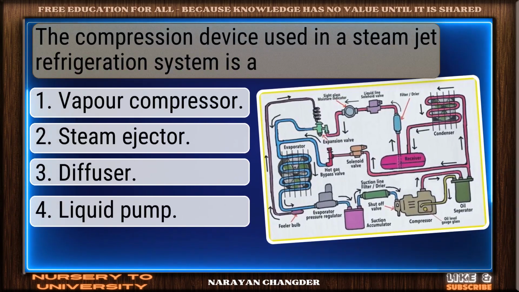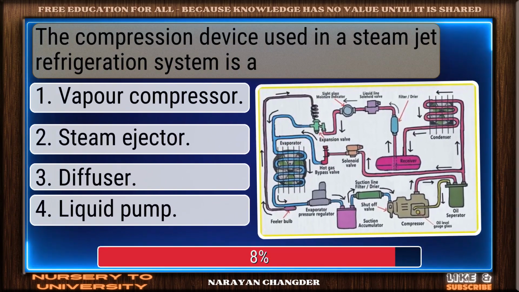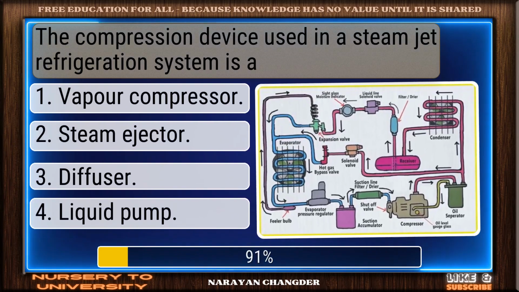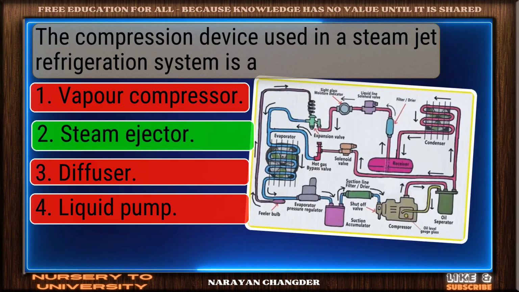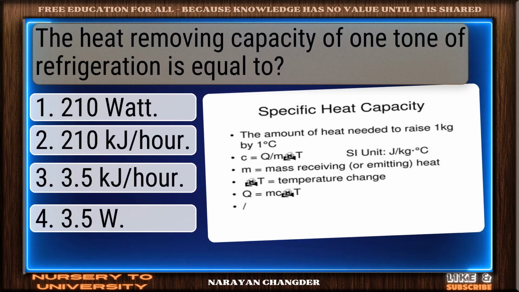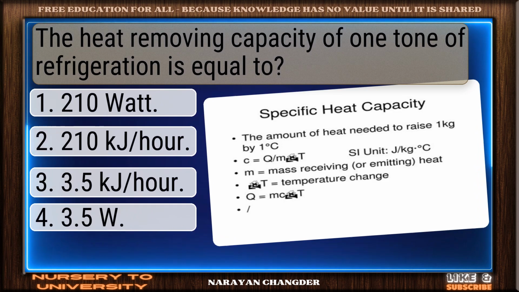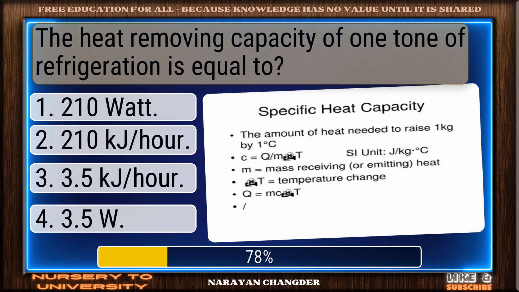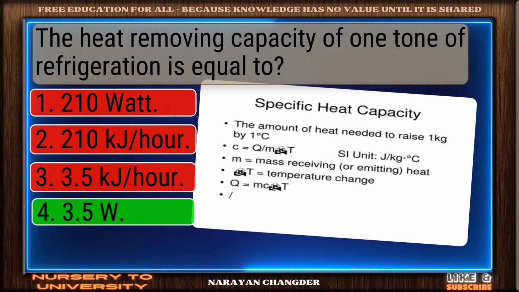The compression device used in a steam jet refrigeration system is a... Sharp thinking. Steam ejector is the right choice. The heat-removing capacity of 1 ton of refrigeration is equal to... Good thinking. 3.5 kW is the right answer.